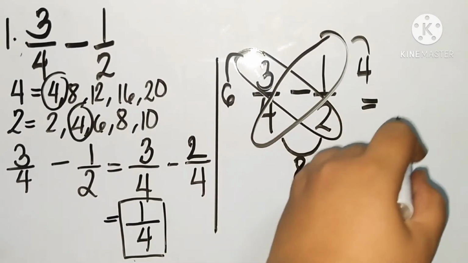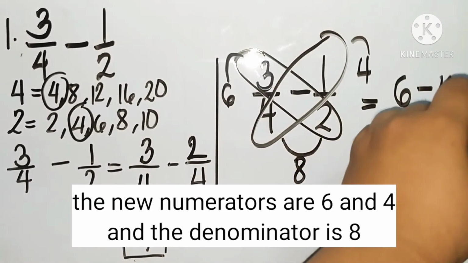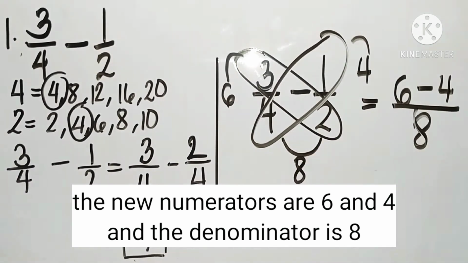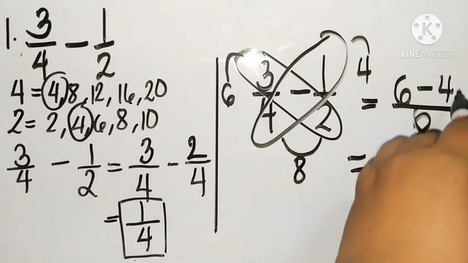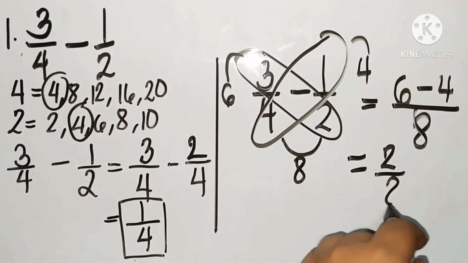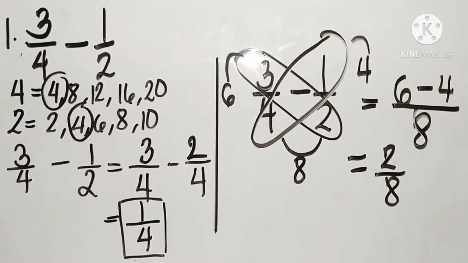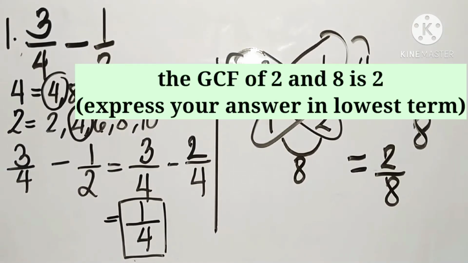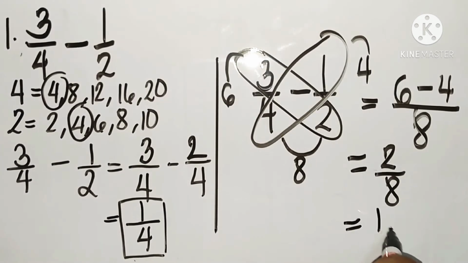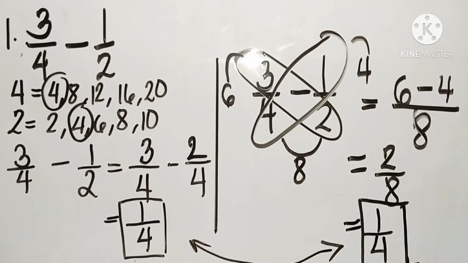So, you'll have 6 minus 4 over 8. And then, subtract. 6 minus 4 is 2 over 8. Since 2 over 8 has a common factor which is 2, ibig sabihin, pwede natin siyang i-express into lowest terms. 2 divided by 2 is 1, 8 divided by 2 is 4. Pareha ba sila ng result? Pareha naman. Nasa inyo na kung ano yung gusto nyong gamitin, either the butterfly method or the 3 steps.